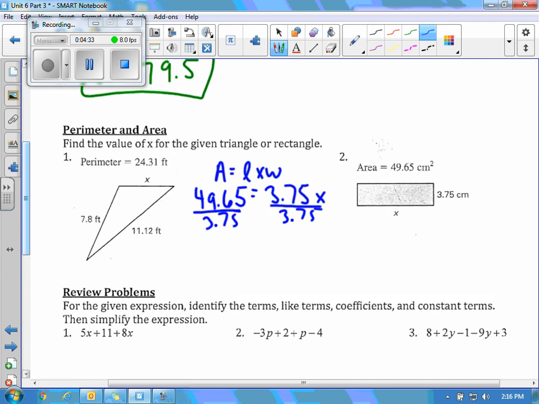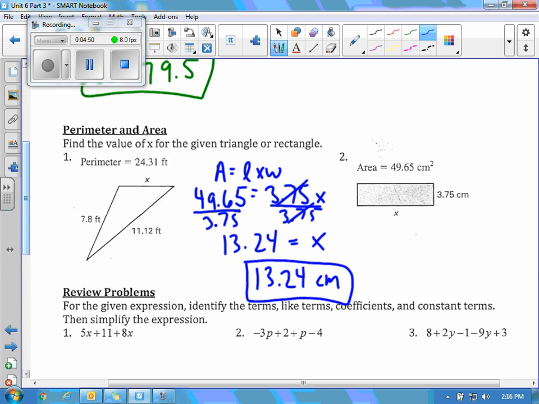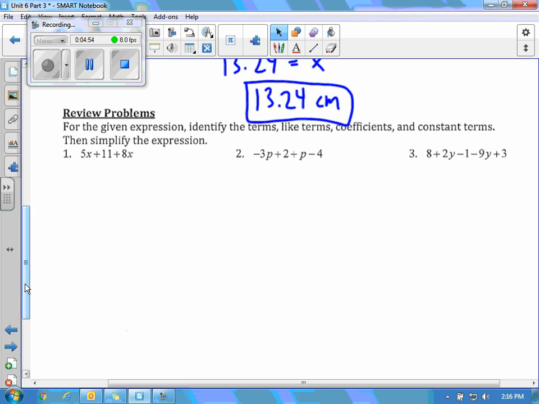49.65 divided by 3.75 is 13.24. That's going to equal x. Now I'm doing measurement, so I know I need a unit, which in this case is centimeter. Alright, I'll let you guys do number 1 with the triangle, and then the bottom is review, of course, like terms, coefficients, constants, all that kind of stuff. Make sure you check those with the answer sheet. All right, that's it for Unit 6.